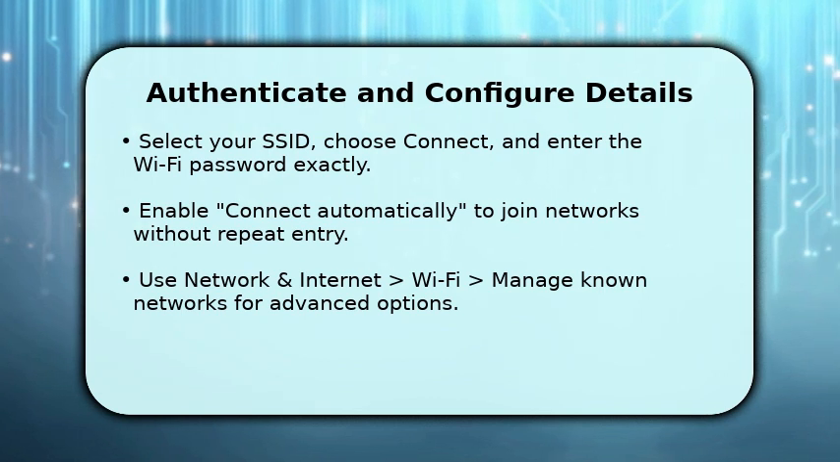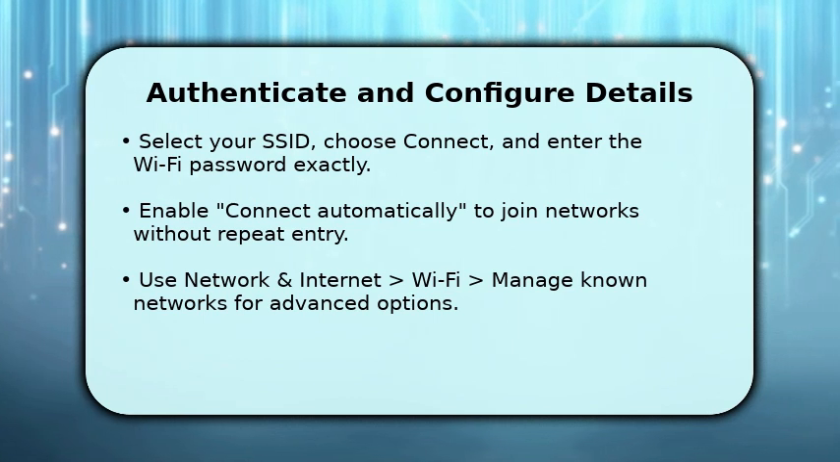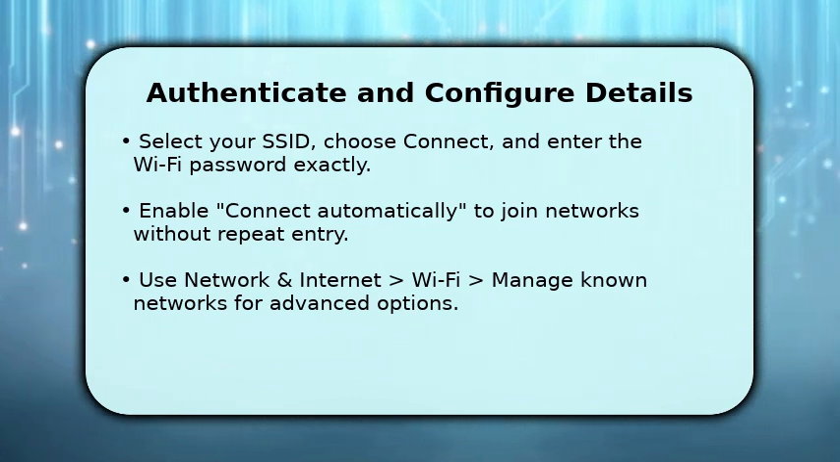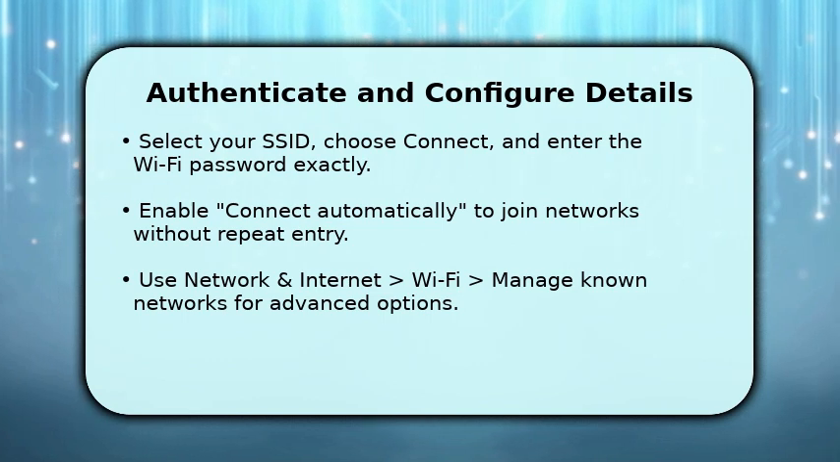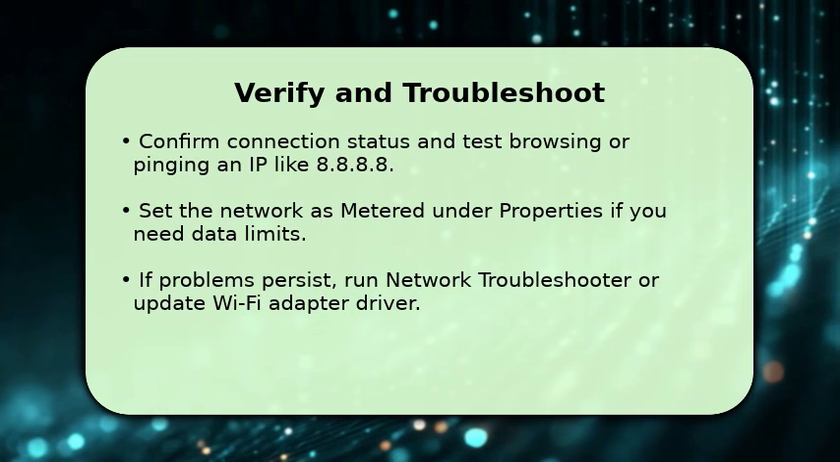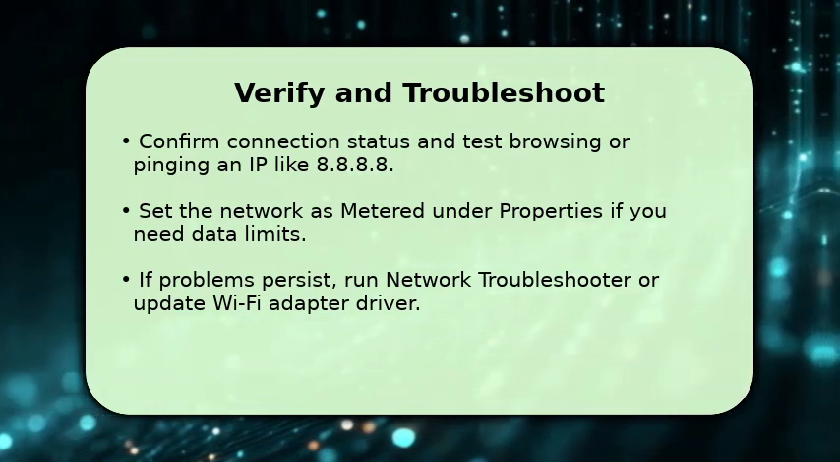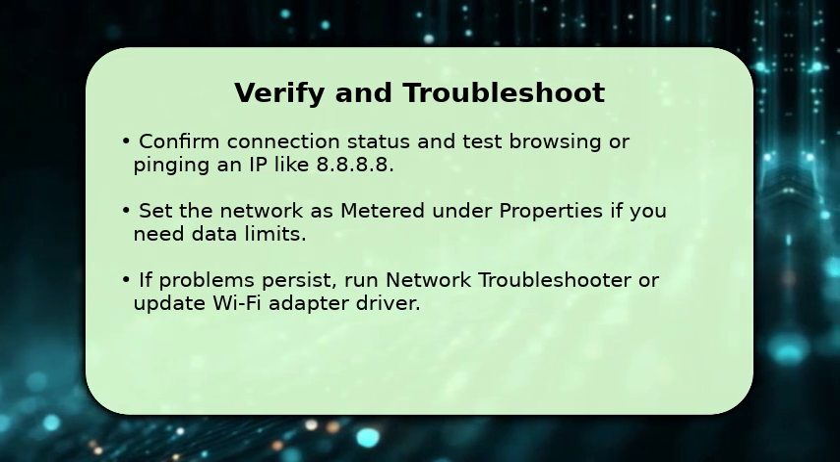Once connected, go to Settings, Network and Internet, Wi-Fi to view properties or set a static IP when required, because some networks need it. Finally, verify the link by opening a browser or running a quick ping to confirm DNS and routing work. Make sure network properties match expected settings and mark the connection as metered if you have limits.